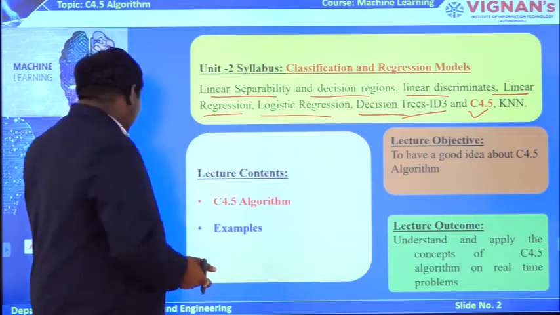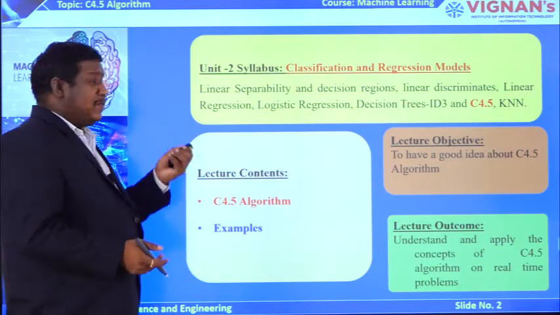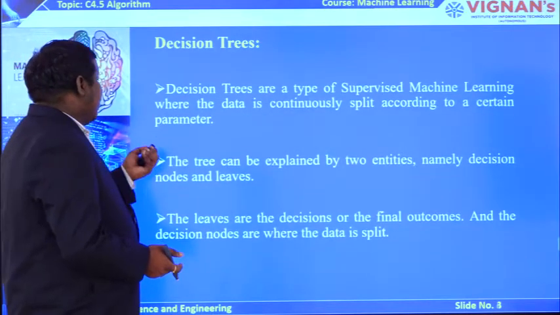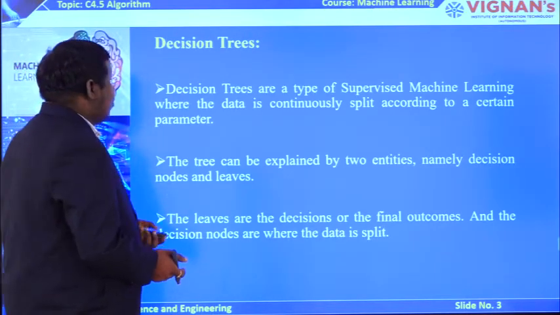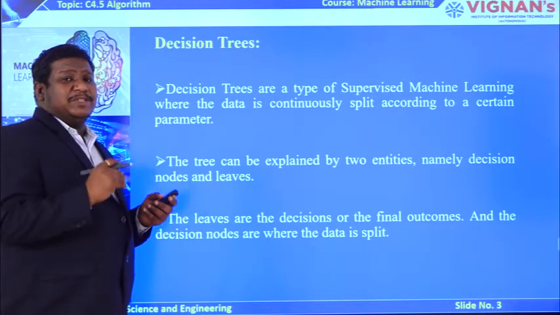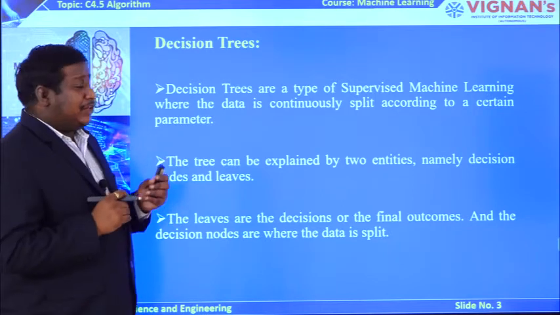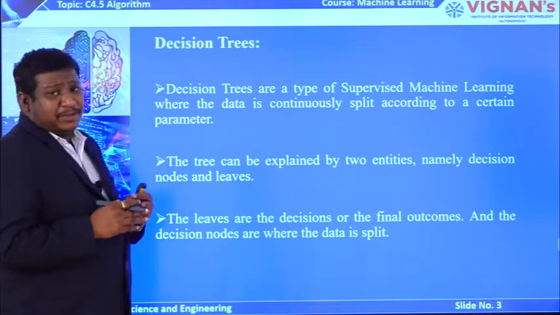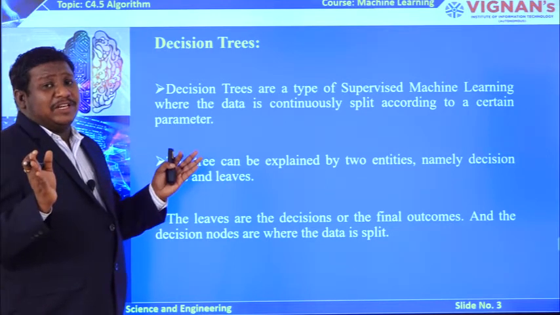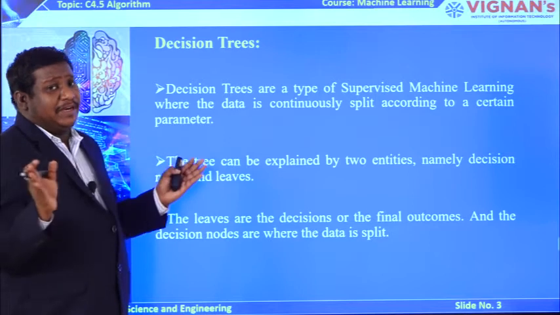Let us see how the C4.5 algorithm is different from the ID3 algorithm. Before seeing that, we can see the basics of decision trees. Decision trees are a supervised machine learning model used to represent the data in the form of a tree structure, and they are mainly used to split the data with respect to a single parameter. By using that parameter, we are going to split the data.